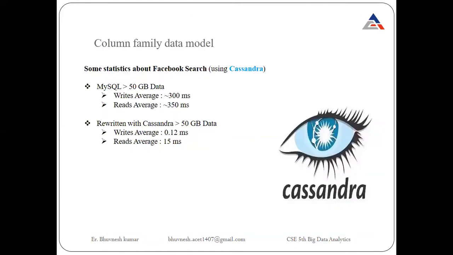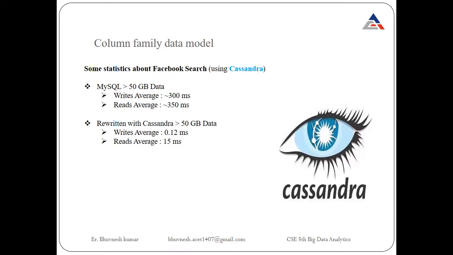Then further, in the column family data model, we have taken some statistics from Facebook search, where Cassandra is the database. According to that, there is a difference between the read and write concept. If we are talking about MySQL, that is the traditional method to store data, and the data is greater than 50 GB, it takes 30 milliseconds to write that data in a table. And for reading the data, it takes 350 milliseconds.